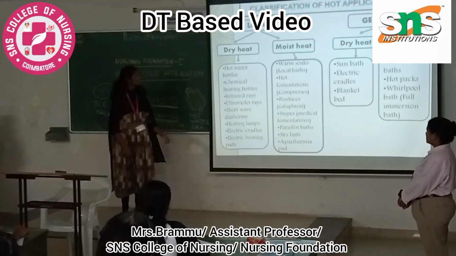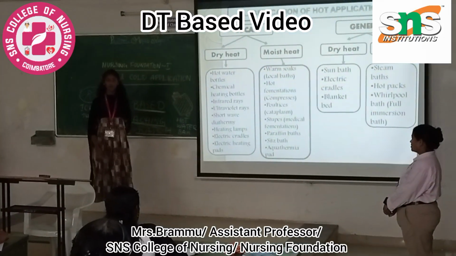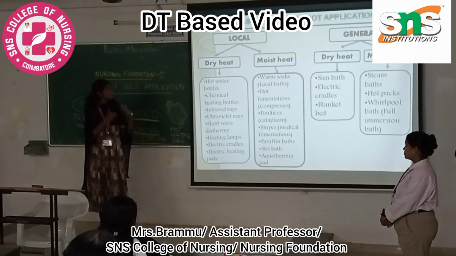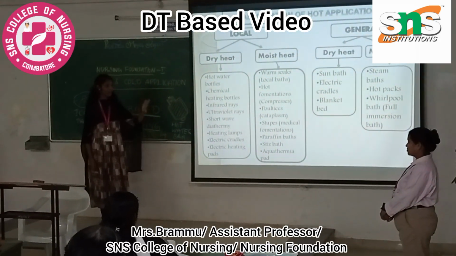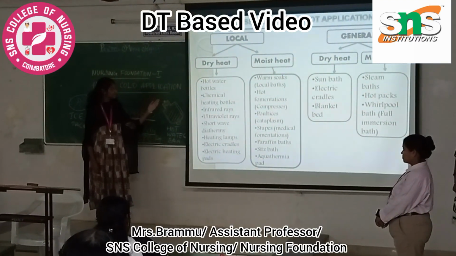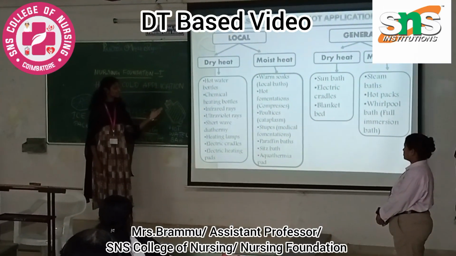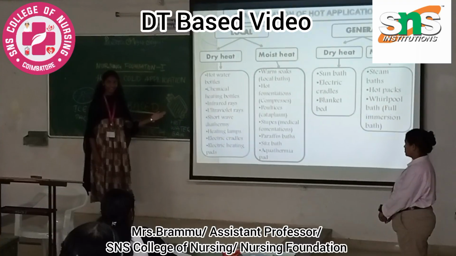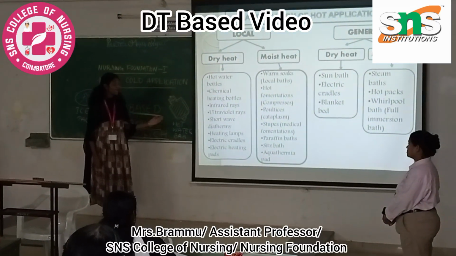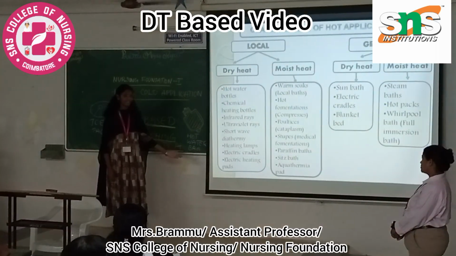For the next topic, let's move on to the classification of hot application, which is in turn divided into local and general, which again is divided as dry heat and moist heat. Under dry heat, we have hot water bottles, chemical heating bottles, infrared rays, ultraviolet rays, short wave diathermy, heating lamps, electric candles, electric heating fans.